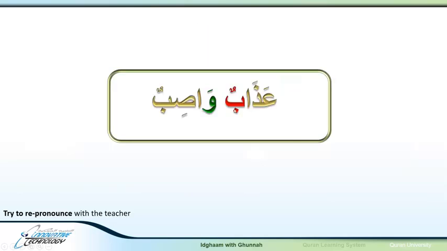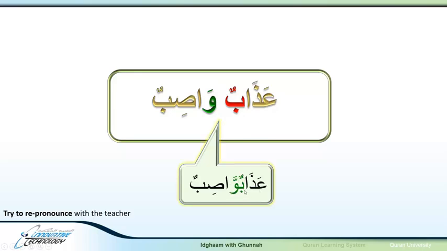And the last example, a waw with tanween. Adhabun wasib. We have a tanween with dhamm with a waw with fatha. When we merge them together, it will look like or sound like adhabun wasib, adhabun wasib.